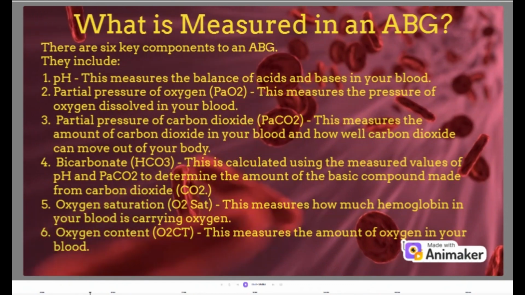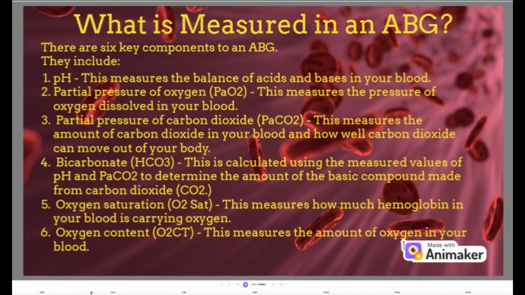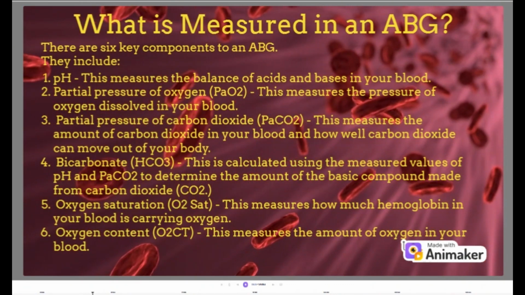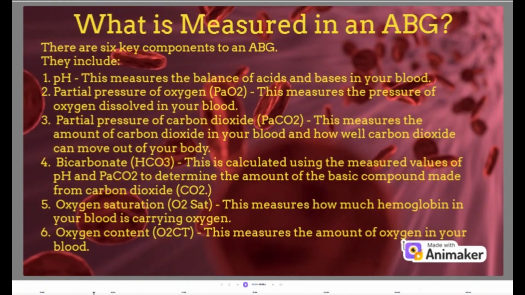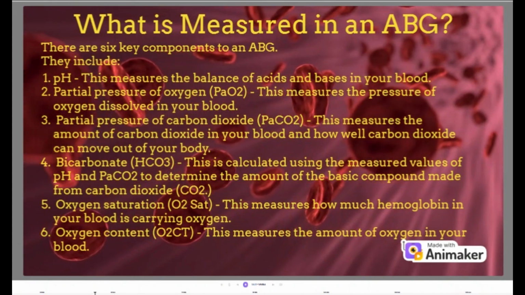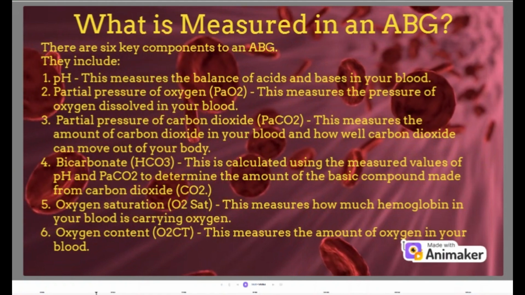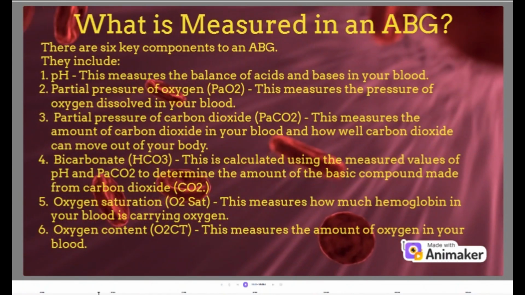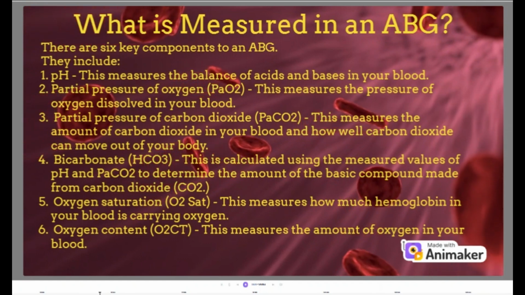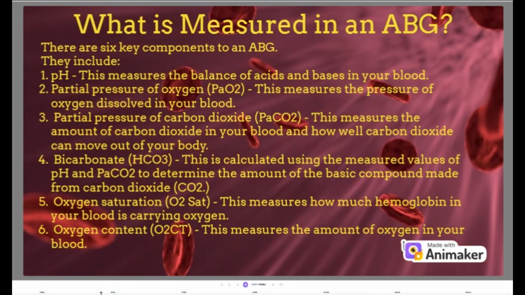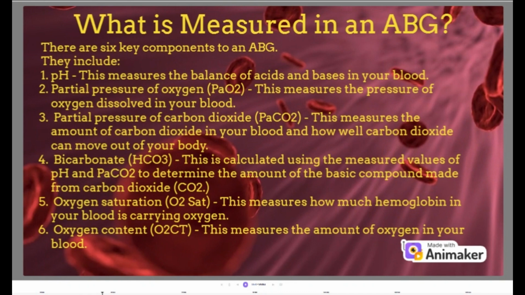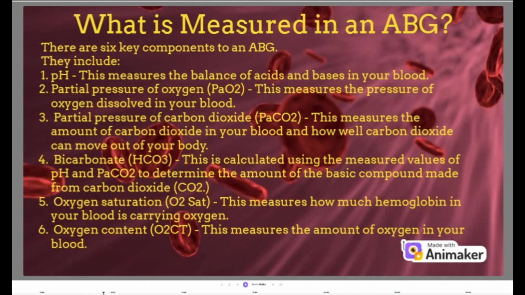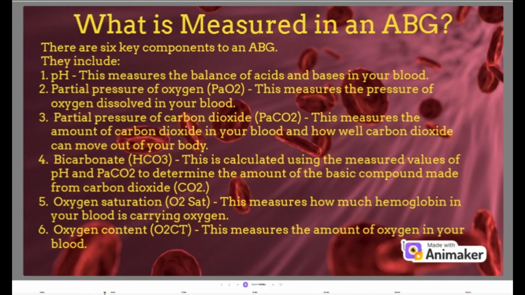4. Bicarbonate, HCO3. This is calculated using the measured values of pH and PaCO2 to determine the amount of the basic compound made from carbon dioxide, CO2. 5. Oxygen saturation, O2 sat. This measures how much hemoglobin in your blood is carrying oxygen. 6. Oxygen content, O2 CT. This measures the amount of oxygen in your blood.